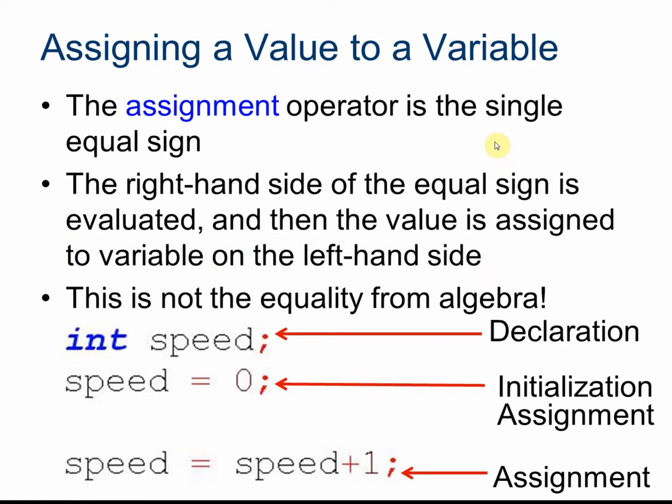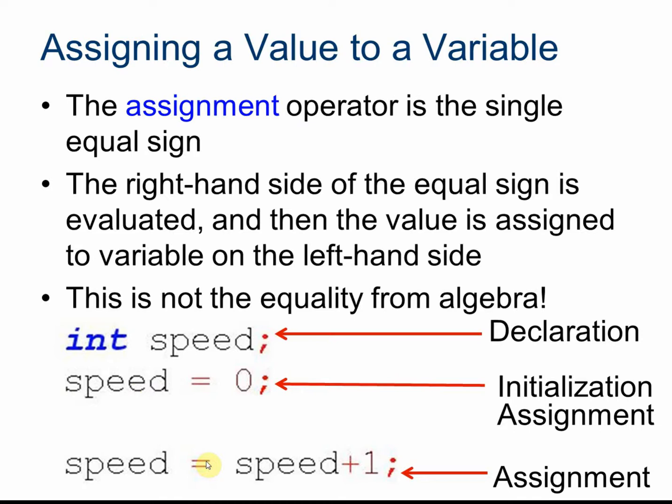All right, so assignment is how we change the value within a variable. Initialization is a special kind of assignment. That's the first assignment. Just like you can see here, you declare, initialize, assignment.